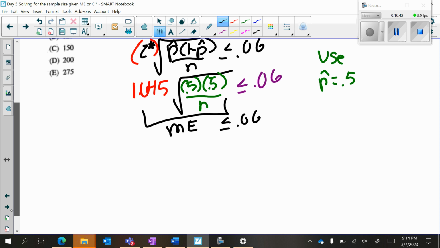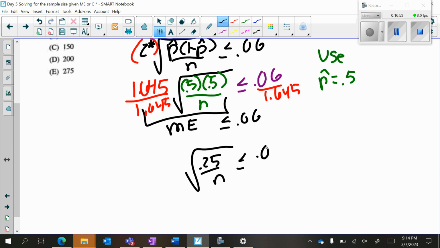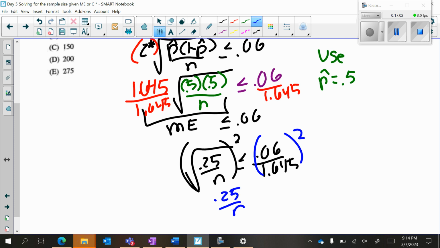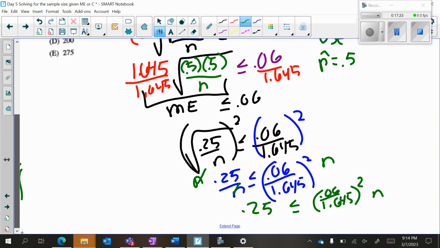Option two is actually go and solve this out like I just did with you. So what you would do first is divide by 1.645 on both sides. Then you would get square root of 0.25 over N is less than or equal to 0.06 divided by 1.645. Then you would square both sides. So we get 0.25 over N is less than or equal to whatever this is. And then I would multiply both sides by N to get rid of the N out of the denominator. And then I'm going to get 0.25 less than or equal to whatever this is, squared times N.